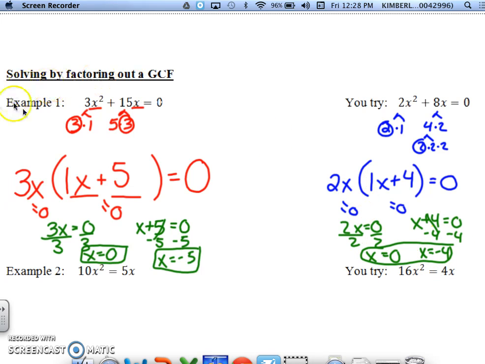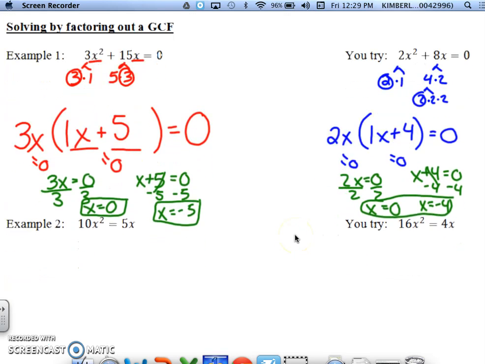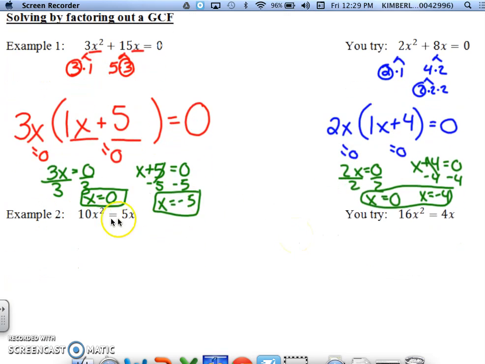So notice when you factor out a monomial, in this case, when you've got one term on the outside, one of your solutions is always going to be 0, okay, because you don't have a number to add or subtract with it. All right, so example 2 is the same thing, however, they're not on the same side.